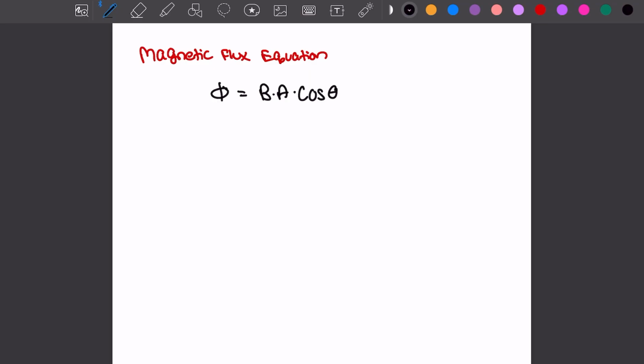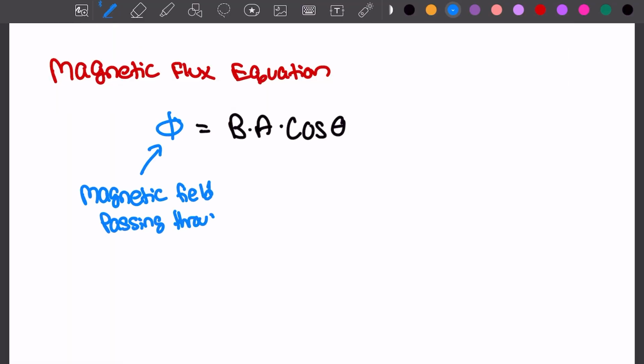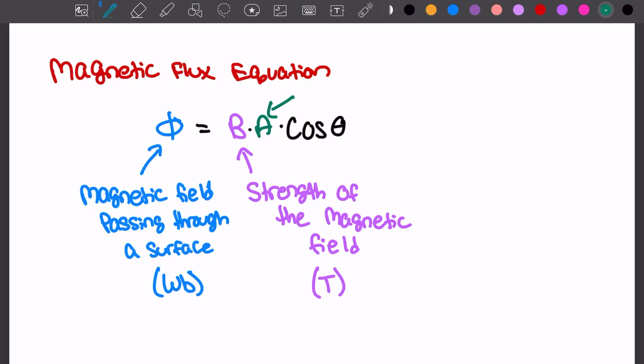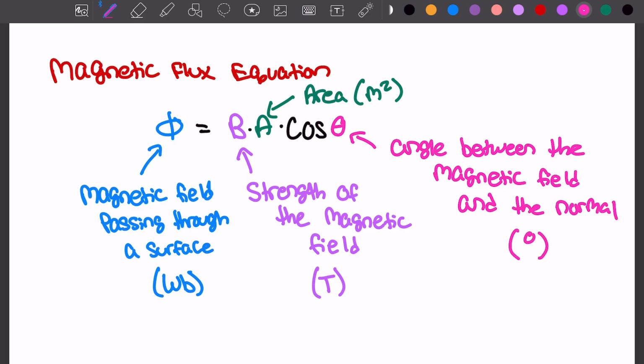Let's go over what each of these variables mean. This here, phi, this is the magnetic flux passing through a surface, and this is measured in Webers, or Wb. B is the strength of the magnetic field, and that's measured in Teslas. A is the area, and that's measured in meters squared. And lastly, we have cosine theta. Theta is the angle between the magnetic field and the normal, and that's measured in degrees.